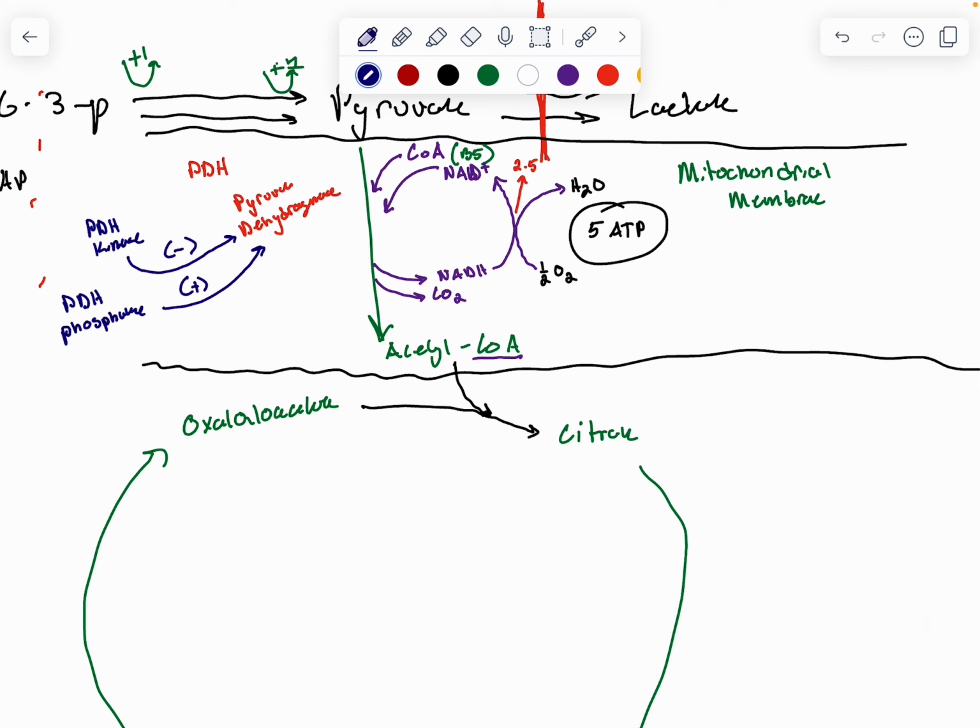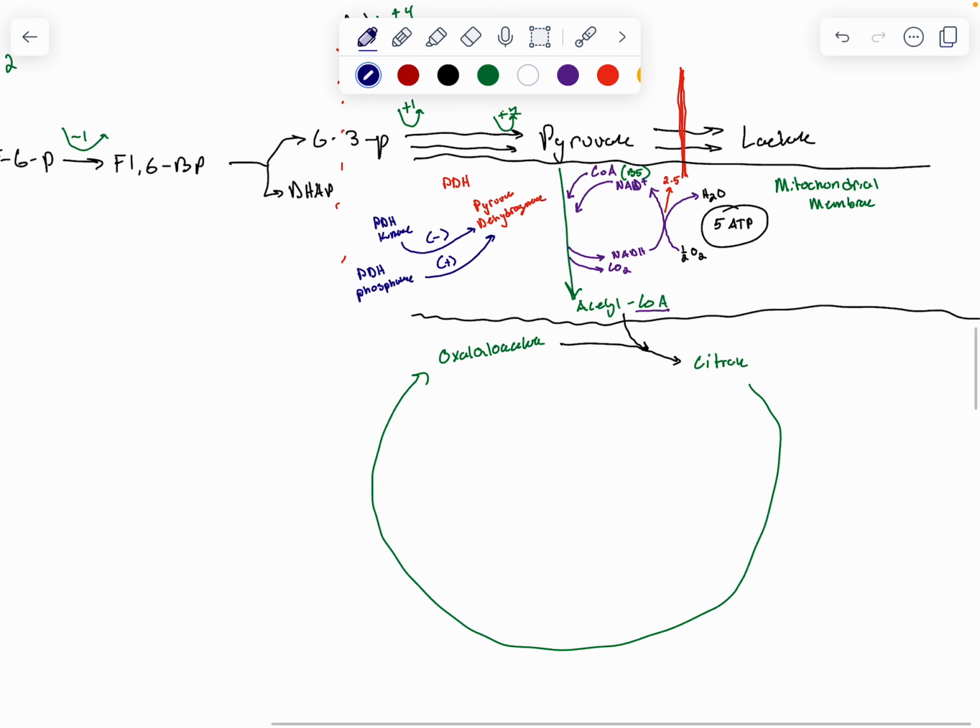So for what we need to know, the PDH system generates 5 ATP total. It's within the mitochondrial membrane. We're producing acetyl-CoA and NADH, and we're also activating different enzymes on whether or not we need to inhibit or activate pyruvate dehydrogenase. And it is just a connector between glycolysis and the TCA cycle.